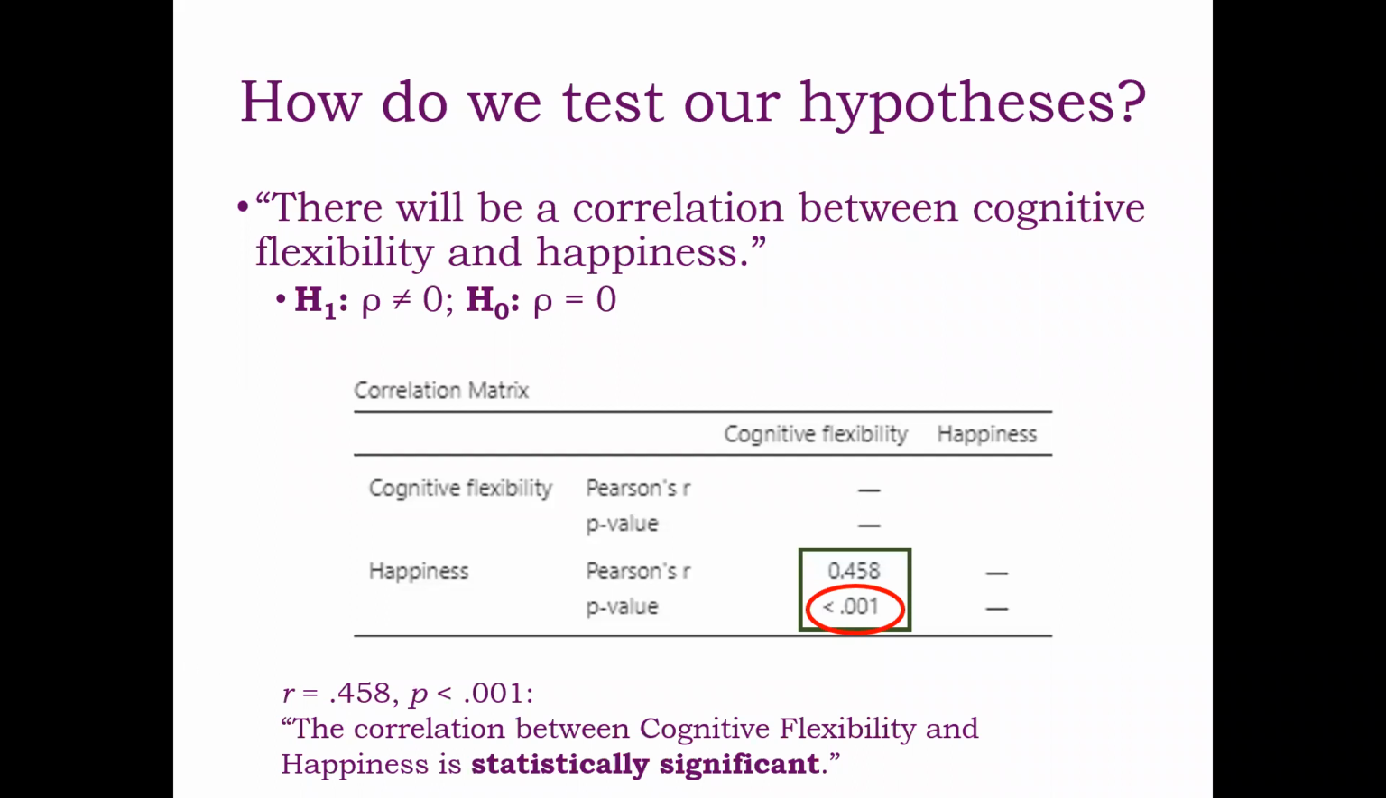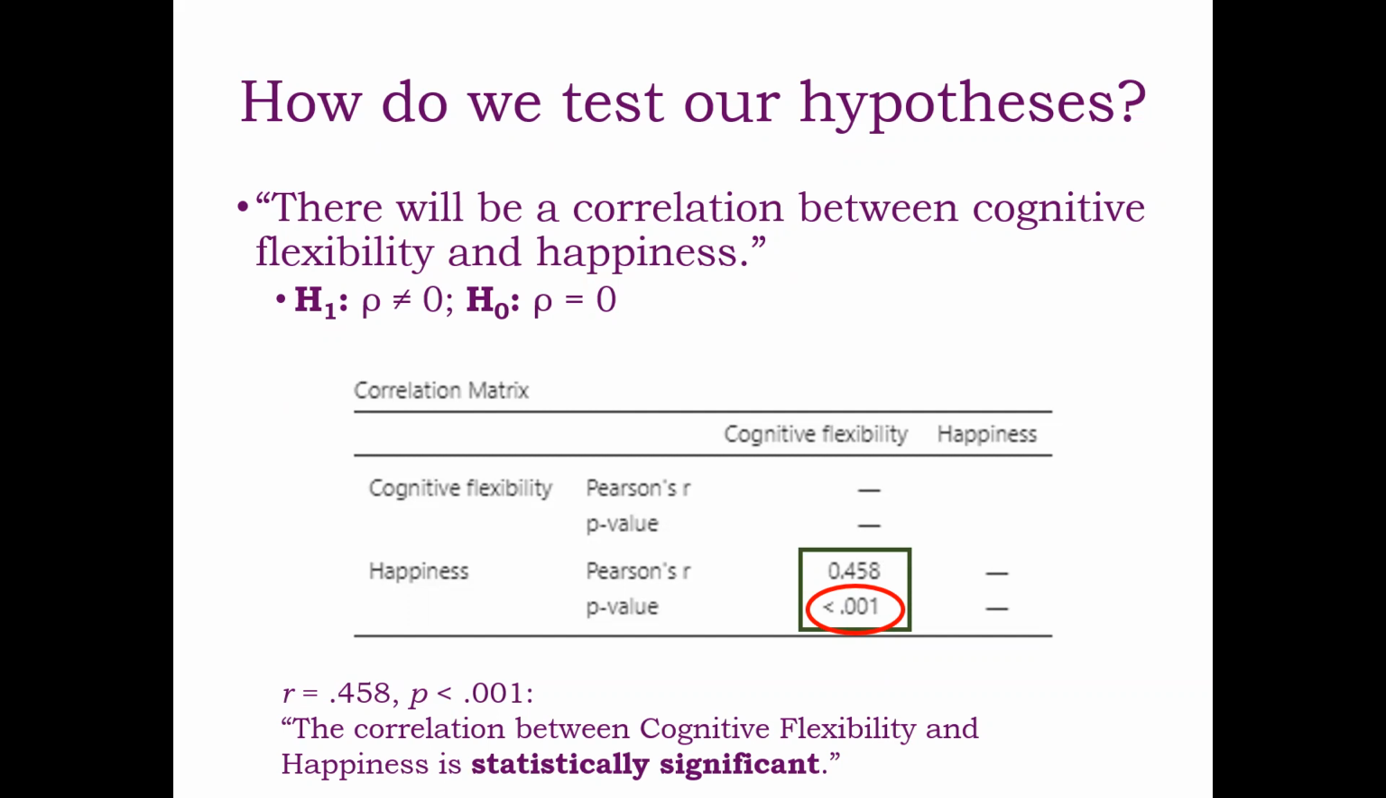So we would write R, so that's Pearson correlation. Pearson's R equals 0.458, p less than 0.001. The correlation between cognitive flexibility and happiness is statistically significant. This is all jargon, right? Plain English would be: people who have greater cognitive flexibility also report being happier, right?